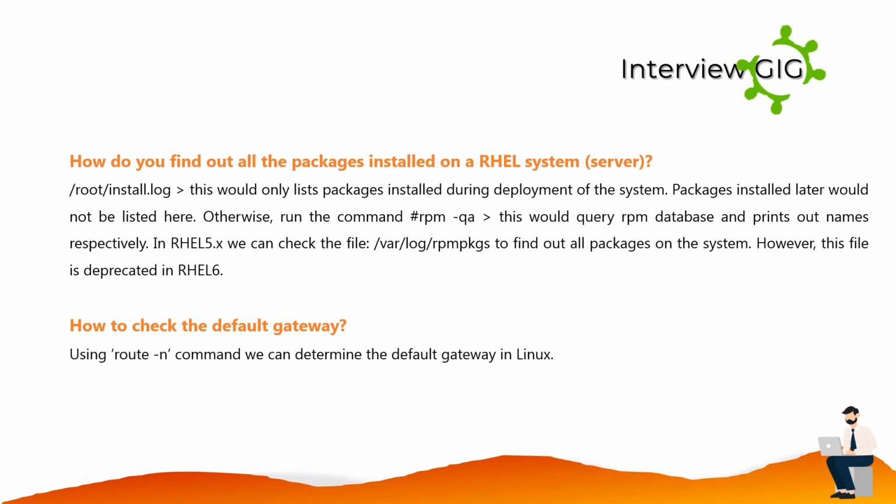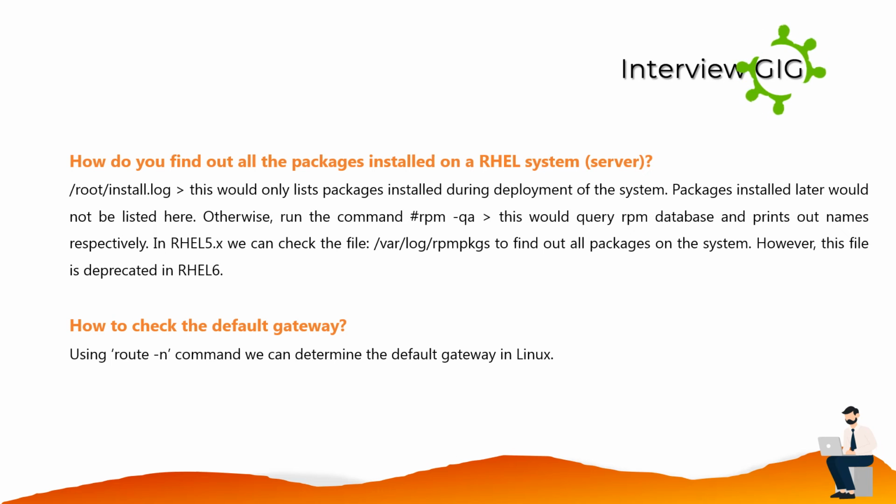How do you find out all the packages installed on your system or server? /root/install.log only lists packages installed during deployment of the system. Packages installed later would not be listed here. Otherwise, run the command #rpm -qa. This would query the RPM database and print out the names. In RHEL 5.x we can check the file /var/log/rpmpkgs to find out all packages on the system. However, this file is deprecated in RHEL 6.